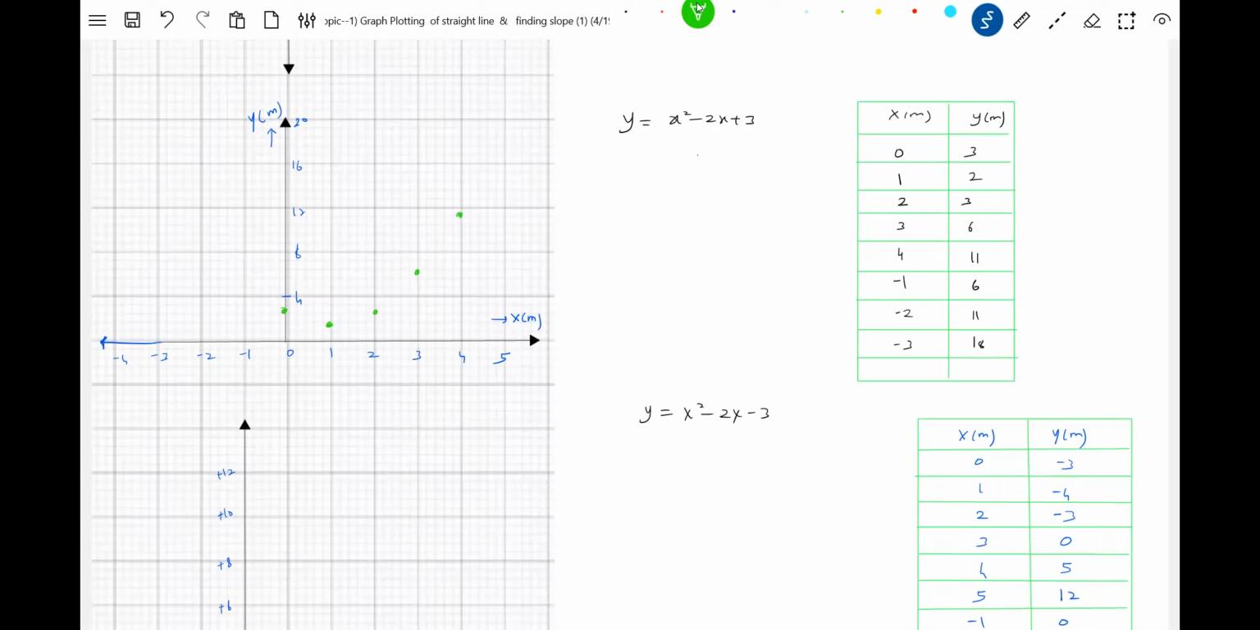X equal to minus 1, it will be plus 6. X equal to minus 2, it will be 11. X equal to minus 3, it will be 18. The smooth curve. Okay, let's try to join all those experimentals. So we will end up with a curve. If you want, you can further extend. It will be like, it's also a parabola.